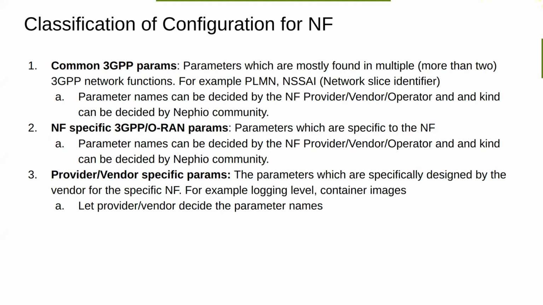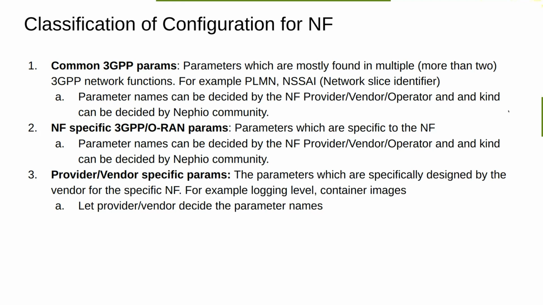First is common 3GPP parameters, which are common to more than 2 NFs. So let's say PLMN and the slice identifier kind of information, which is required by a lot of NFs. The second category is NF specific 3GPP or ORAN parameters, which are really specific to the network function, but still defined in any of the 3GPP specifications.